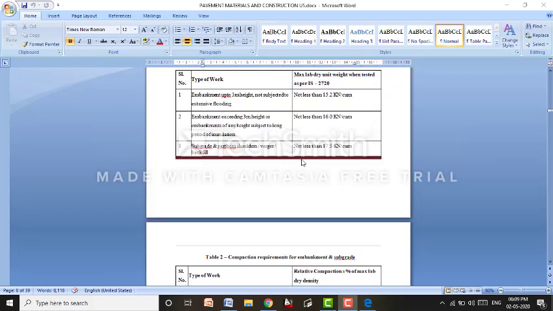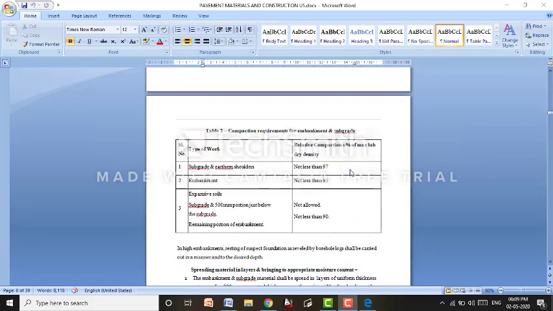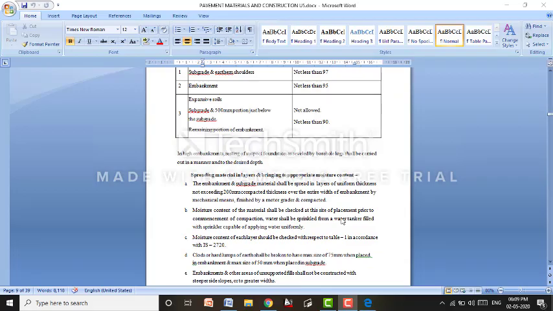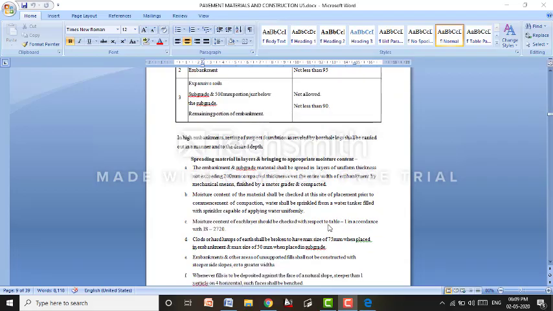be less than 15.2 kilonewton per cubic meter. In the same way, there are different specifications given here. Now, compaction requirement for embankment and subgrade. For subgrade and earthen shoulders, 97 percent of the lab dry density. For embankment, 95%. For the subgrade and the 50 mm portion just below the subgrade, it is not allowed, and for the remaining portion it should not be less than 90%. So there are different specifications which need to be followed on site.